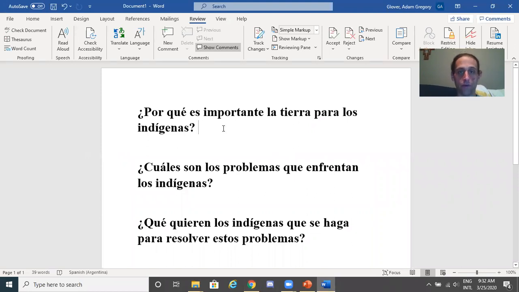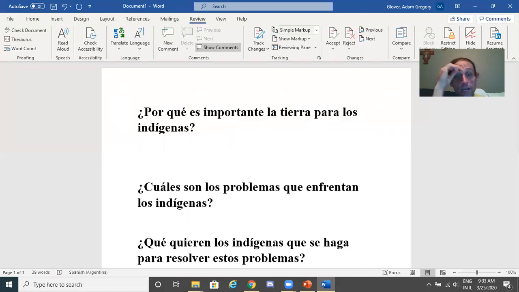So let's take this one first. The question is this: ¿Por qué es importante la tierra para los indígenas? Now, this is just a relatively straightforward, open-ended question. And you might wonder, well, how can I use the subjunctive in this question? Here's the thing to keep in mind. You can use the subjunctive with any sentence as long as you frame it correctly.